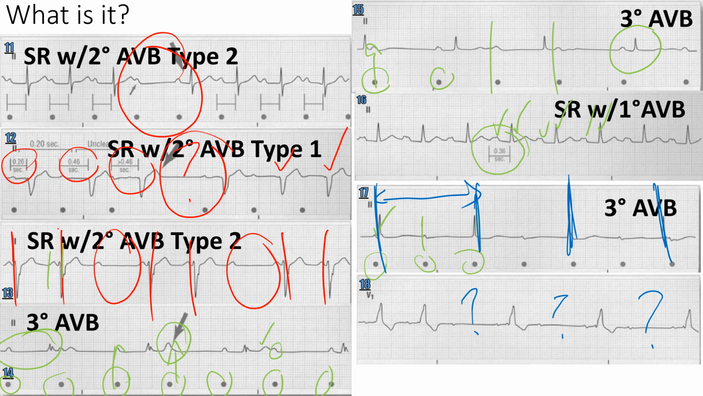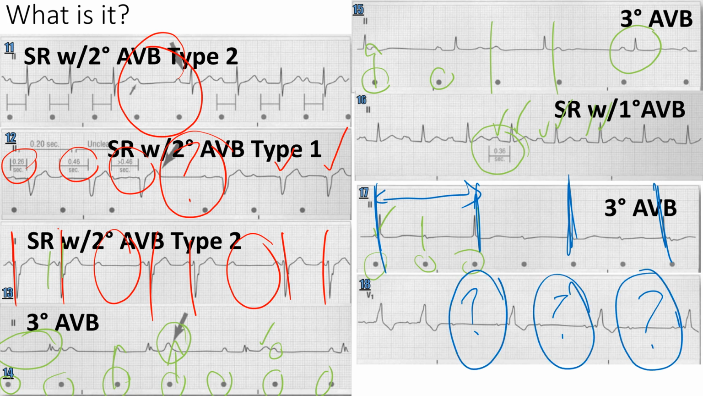Right, we got some dropped complexes here. We got an irregular rhythm, dropped complexes. Did we see it coming? Did the PR interval get longer, or was the PR interval the same? The PR interval is the same, and it just dropped all of a sudden, right? So that is second degree type 2.